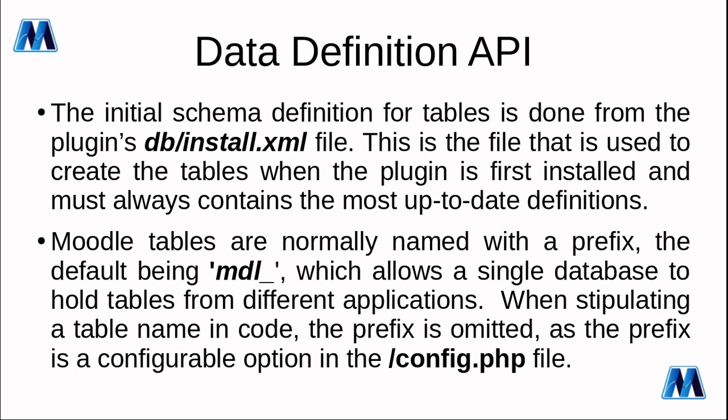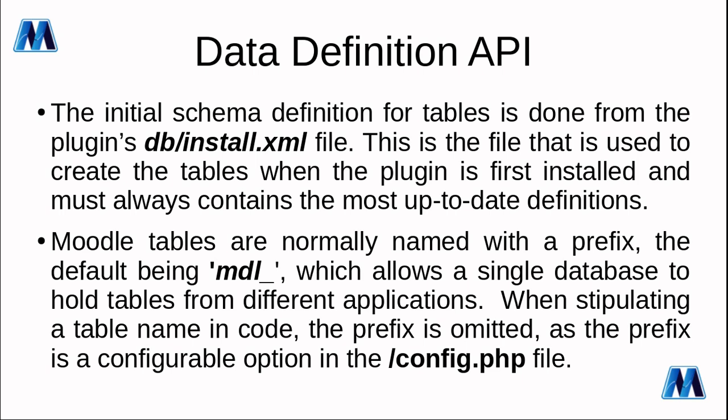Now, that's what I said a little earlier on. This is the file that is used to create the tables when the plugin is first installed, and it must always contain the most up-to-date definitions. So as you go version to version, you update your install.xml if you change your data schema, and it must always be the latest version of the tables required for the version that the person has installed. This is important because if you don't do that, you end up with a mismatch between what your code is expecting to be in the tables and what the tables actually are.